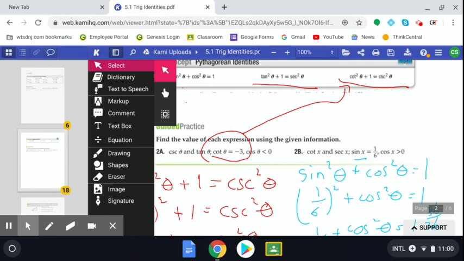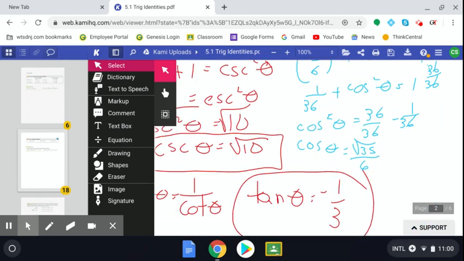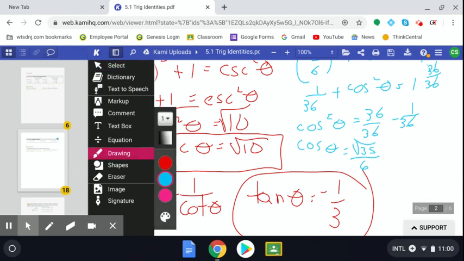Okay. They want cotangent and secant. So secant x, I just have to flip the cosine. So secant x or theta is going to be 6 radical 35 over 35 when you rationalize.